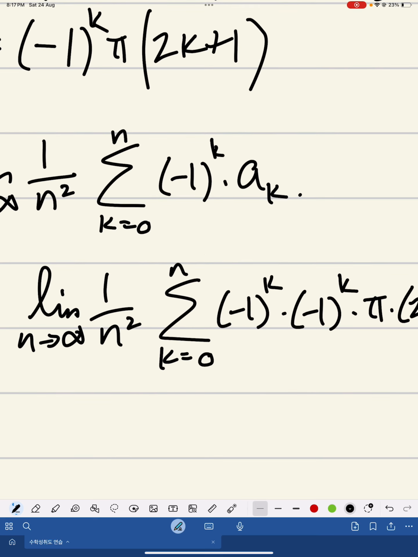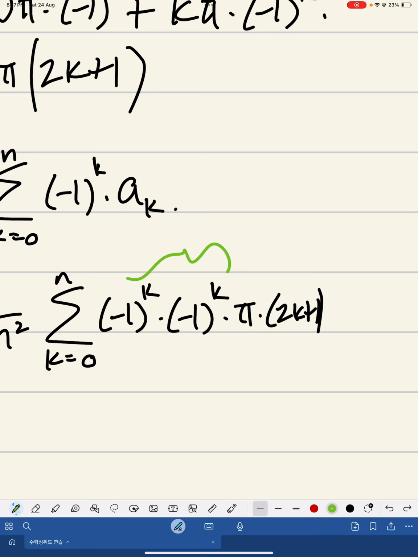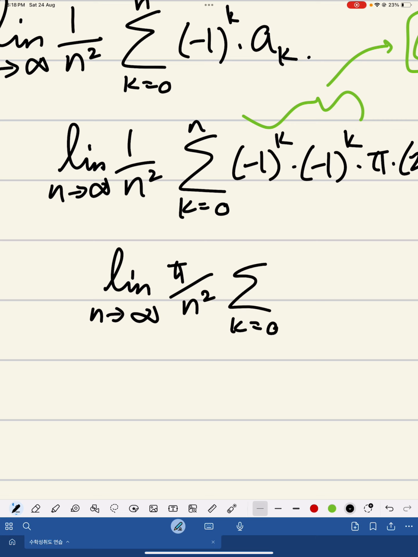Now notice that we have a (-1)^k, two of them. So we can actually rewrite this as ((-1)^k) all squared. Whatever (-1)^k becomes, it's either -1 or positive 1. If you square it, it's basically like putting a modulus sign. It will always be positive 1. So they cancel out to become 1. So the question here is actually the limit of n approaching infinity of, I'll put the π outside of the sum because that can be done with constants, π over n squared times the sum from k equals 0 to n of 2k+1.